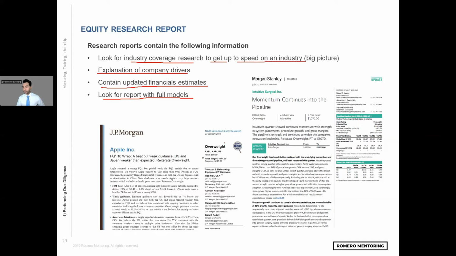For example, JP Morgan, this is an overweight, right? You have a price target. Here's Morgan Stanley. They also had an overweight with a particular price target on Intuitive Surgical. And then they have their models right here. As you progress throughout the program, you're going to develop skills that compound with each module that would allow you to do exactly this level of report and this level of analysis.